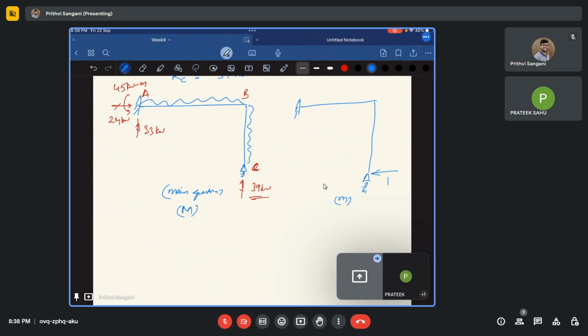So now tell me, small m itself is an indeterminate structure, right? So for that indeterminate structure, to find out the support reaction, again you need to remove that support, and you need to do the compatibility equation, and then you need to find out the support reactions for this. You're able to follow? Yes, sir.